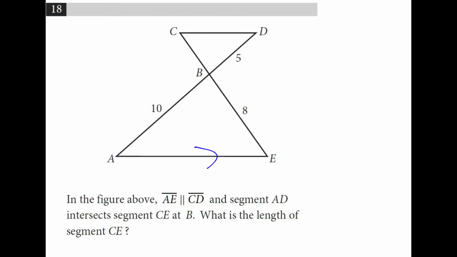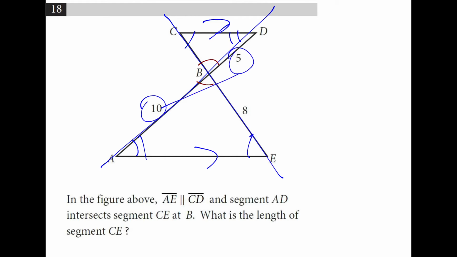If AE and CD are parallel, then these are transversals that cross those, so the opposite interior angles are equal. And since these are vertical angles, these triangles are similar. So 10 matches up with 5, a 2-to-1 ratio. If you want to know what this part is, it's 8 divided by 2, and that's 4. Add 4 and 8 together, and you get CE, which is 12.